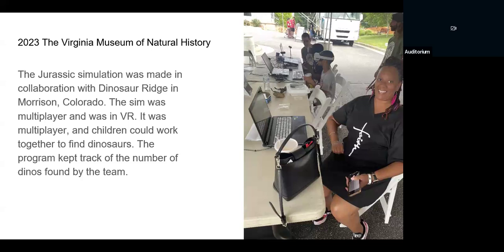I showed this off at Dinosaur Festival in 2023, and this is what it looked like. You can see a couple of students in the background there with the VR headsets on, and they could see each other in the program. And then you had a parent on another computer so they could see what the kids were doing.